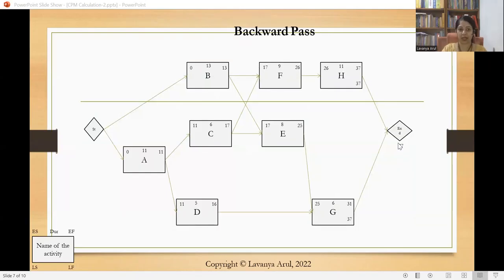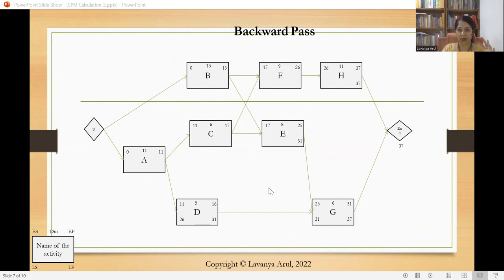You can see below on the left-hand side, I have given the legend to say where you have to write the early start, early finish, late start, and late finish so that we can interpret this diagram more easily. Now, since 37 is the conclusion time, H and G have a late finish of 37. So G, since it is 37 minus 6, is 31. And E and D, because there are two arrows, can be taken as 31. So D, since it's 31, minus 5 is 26.